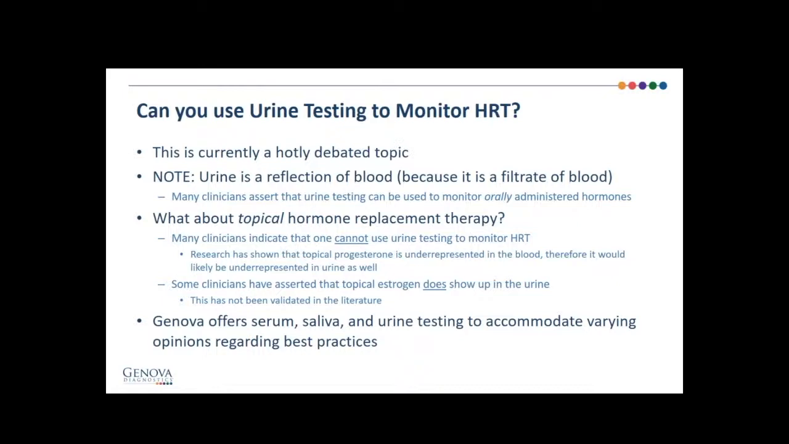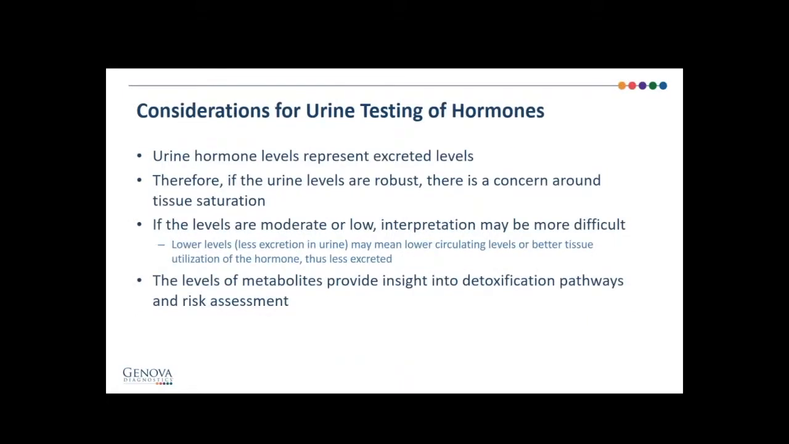Research has shown that topical progesterone is underrepresented in the blood, as I said earlier. Therefore, it might well also be underrepresented in the urine, which again is a filtrate of the blood. Some clinicians have asserted that topical estrogen does show up in the urine, but this hasn't been fully validated in the literature. There are studies out there, but in terms of peer-reviewed literature, there's work to do. Genova offers serum, saliva, and urine testing to accommodate varying opinions regarding best practices. So we'll always offer you these options based on what you feel is best as far as the protocol for your specific patient.